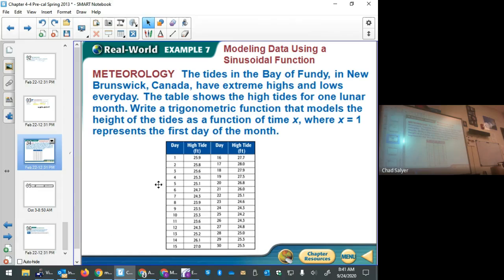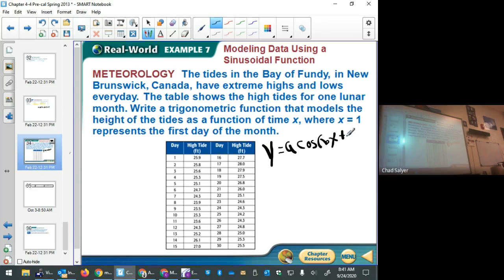So we're going to use a cosine model because we want our first value to be a high, looks like. Yep. So you see how this is greater than the ones that follow it? And so this is one of the peaks. So the cosine model makes more sense here. So we're going to use a times cosine of bx plus c, plus d.